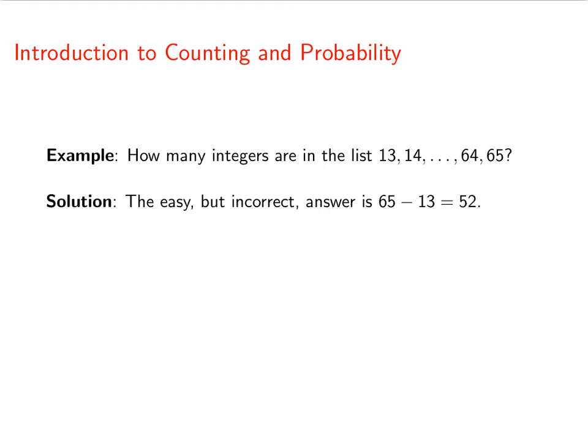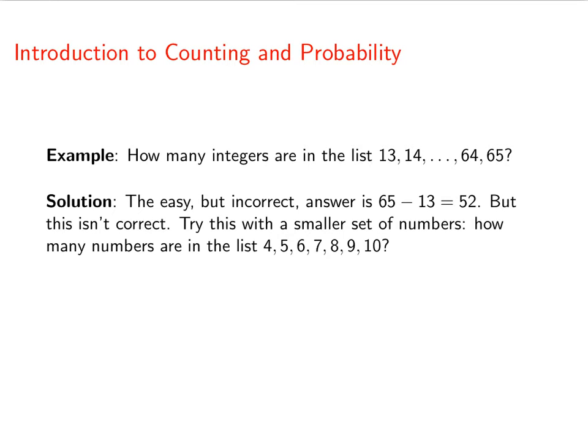All right, the easy but incorrect answer is just to say, well, do 65 minus 13, last number minus first number, that gives me 52. Well, this is wrong. How can we see that this is not right?